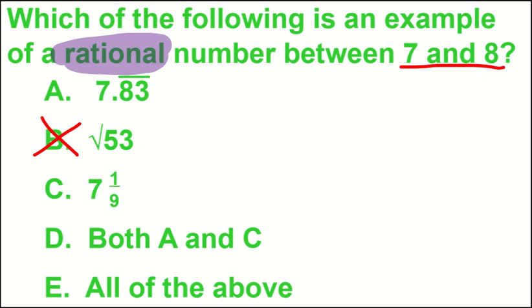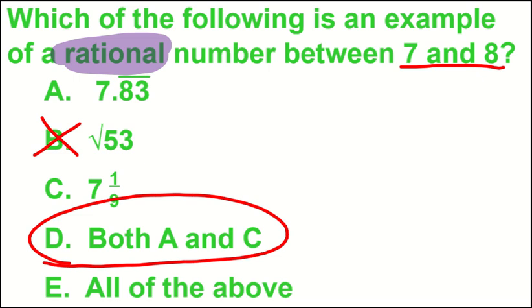Mixed numbers, fractions, so A and C are both rational. Yeah. 7 with a fraction is between 7 and 8. So that would make D the correct answer. A and C are the ones that fit both. Okay? Everybody kind of follow? That's one way these questions can kind of look.